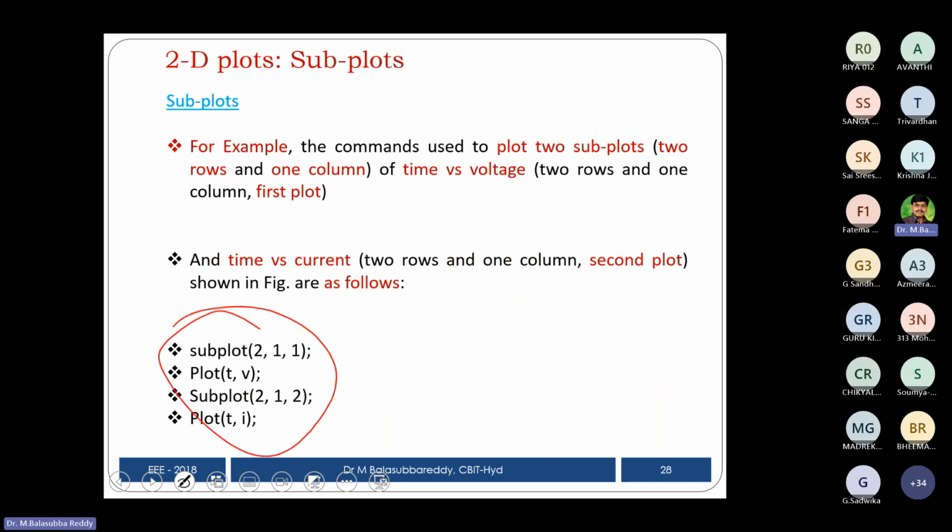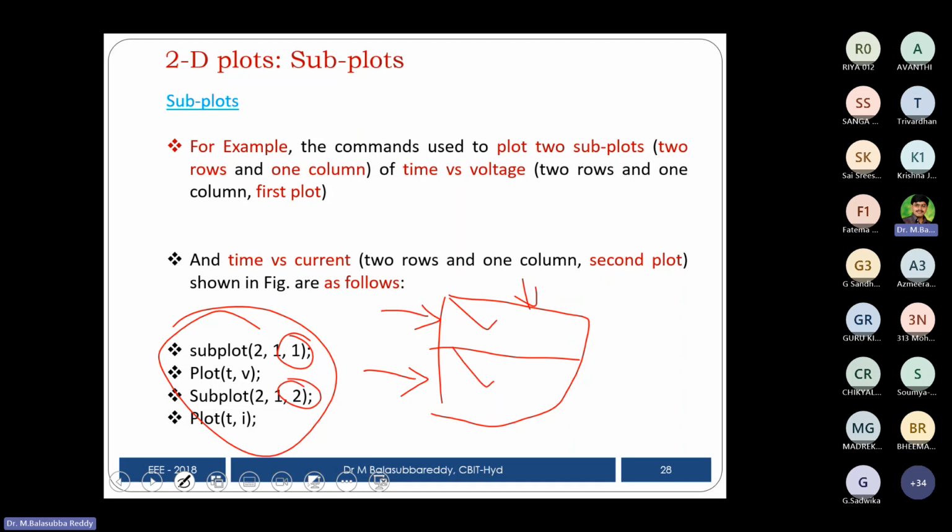Now we can see the explanation. How many plots are in this? Two rows, one column. That means your graph sheet will be like this: this is the first row, and the second row. Two rows, one column only. In that, 1 means here is going to be pasted, and 2 comma 1 comma 2 means here I am going to paste. That is plot T comma I. Then you are able to get your plot command T comma I. So whatever plot, T comma V or T comma whatever, it will be pasted in this position.